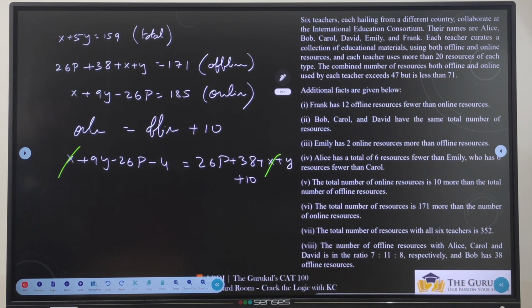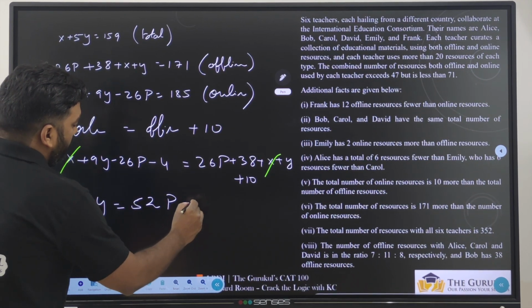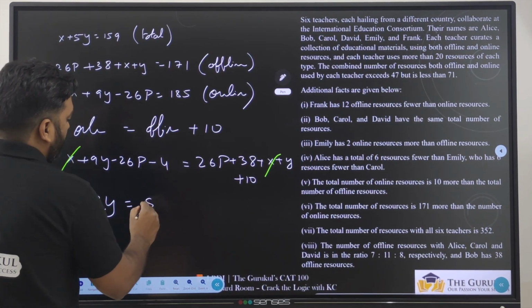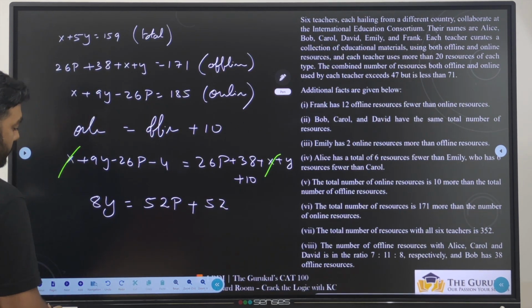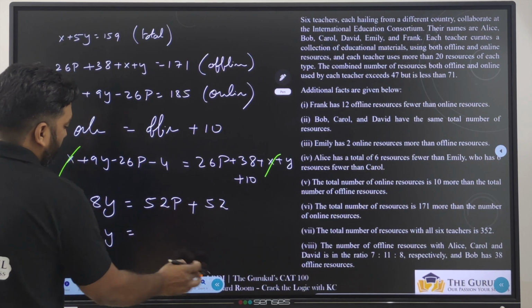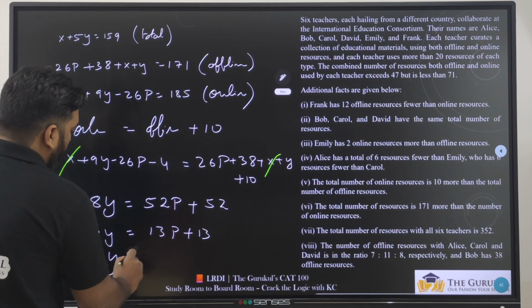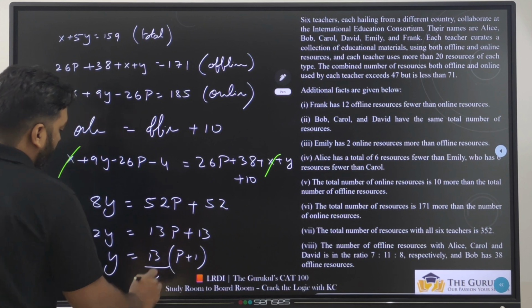That y will come this side, it will become 8y. 26 will go that side, it will become 52. Perfect. 8y equal to 52p plus 52. So if I cancel with 4, 2y is equal to 13p plus 13. So y is equal to 13 of p plus 1 by 2.